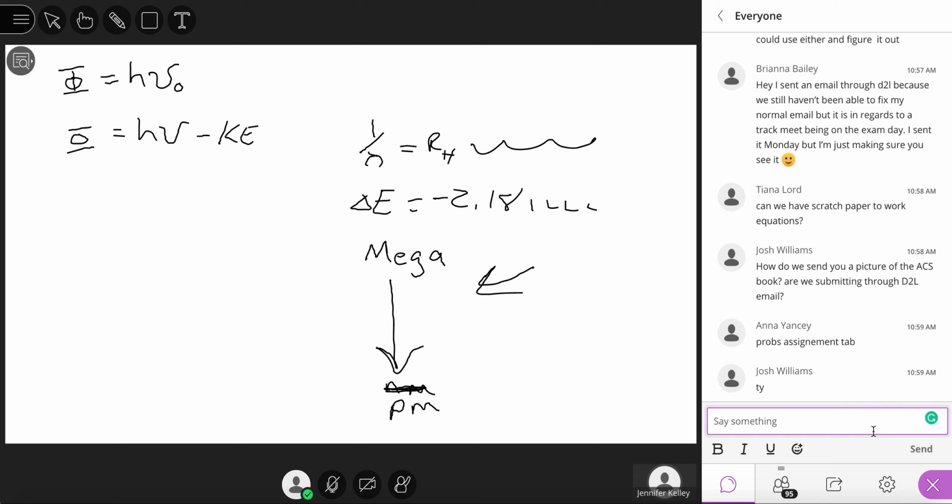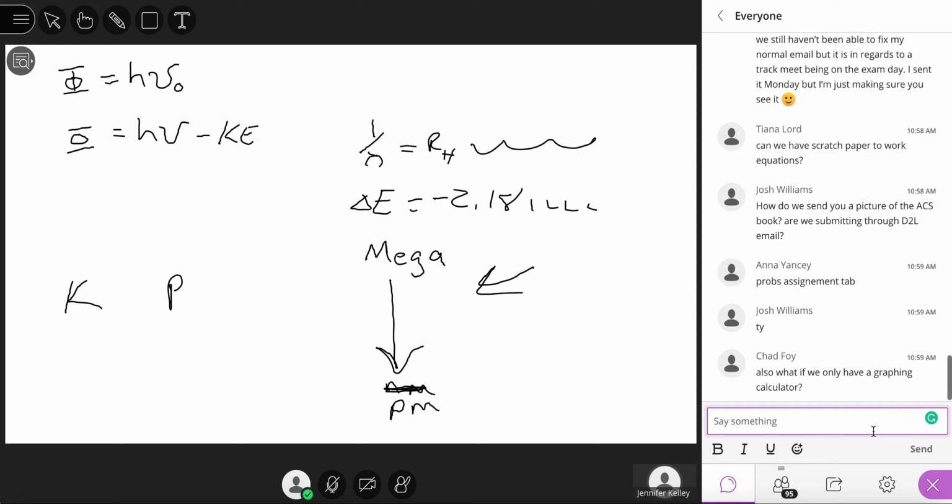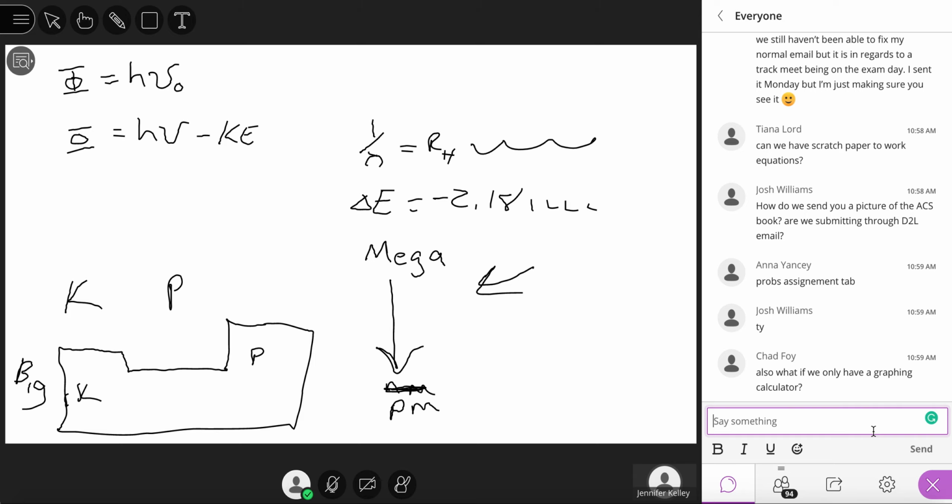All right, so we got 1 minute left. Let's say we have potassium and phosphorus. On the periodic table, potassium is over here, and phosphorus is kind of over here. The one that's going to have the larger radius is going to be on this side. The one that's going to have the higher ionization energy is going to be on this side.